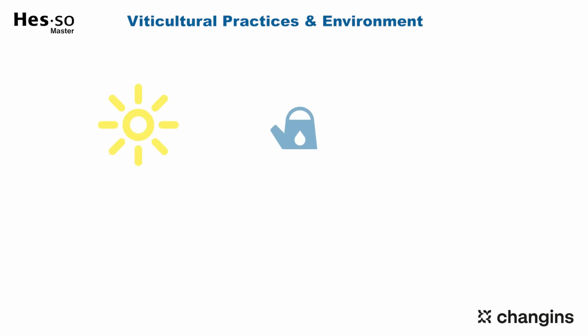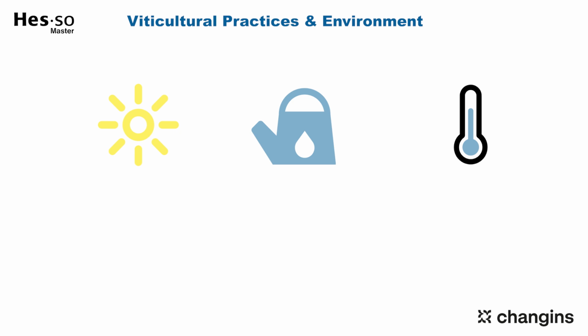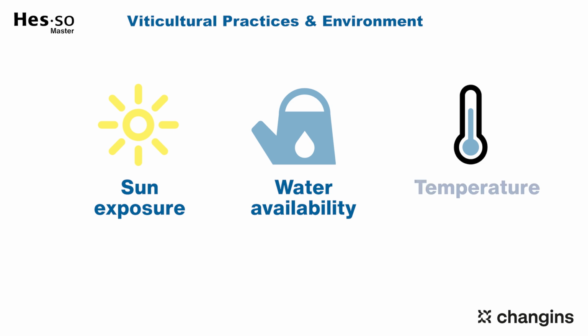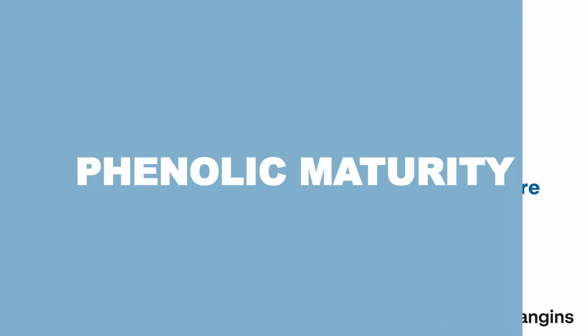Aromatic development is also strongly influenced by viticultural practices and environmental factors. Sun exposure, water availability, and temperature all affect the synthesis or degradation of aroma compounds. This is why canopy management plays such a key role in controlling these parameters.